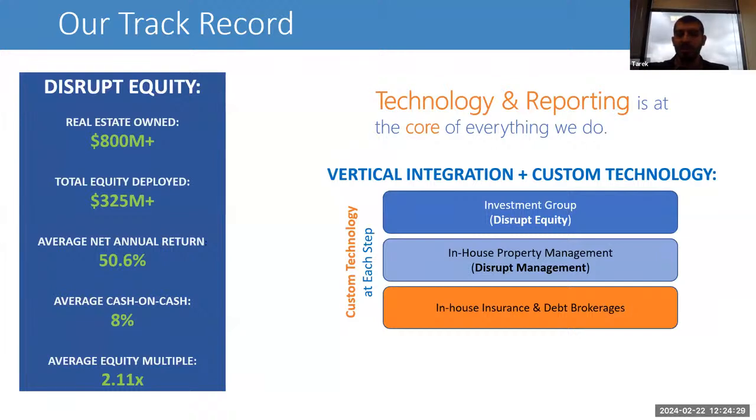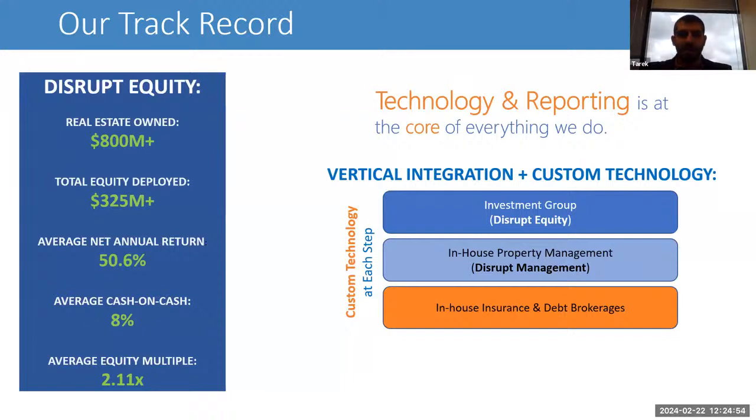And the average net return that we produce to our investors annually is 50.6%. Okay, that's after all fees, after all splits, after everything. That's what goes to their pockets, which is great. And we've never ever promised something that high, but thankfully we've been able to outperform and exceed our own expectations. And we hope to sustain that, or at least keep it relatively close in the future.